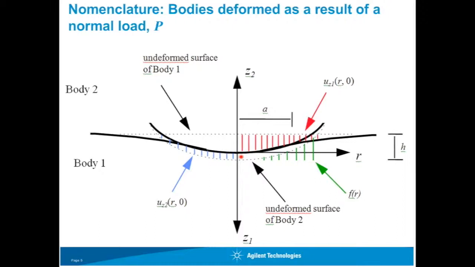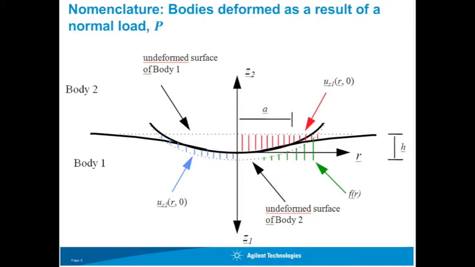The light dashed lines are the original profiles. So this is the original profile of the sample or body 1, and this is the original profile of the indenter or body 2. The deformation of each body is illustrated as the difference between the original profile and the deformed profile. The deformed profile is represented by the solid lines.